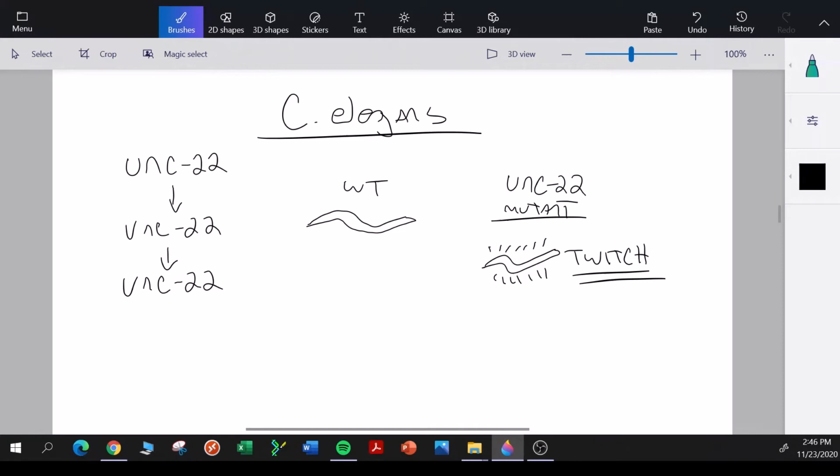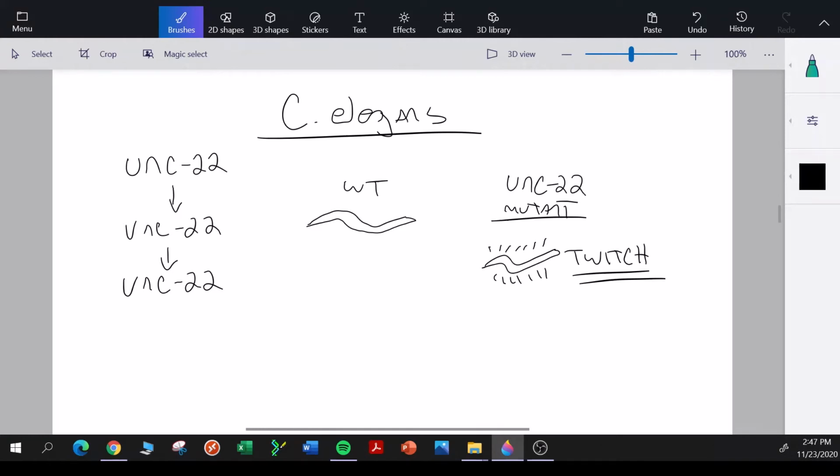So the UNC22 gene was a useful gene to study gene expression processes because it gave a nice phenotype to researchers to know when the UNC22 gene was silenced by whatever phenomenon. If the nematode was twitching, well, UNC22 protein wasn't there.